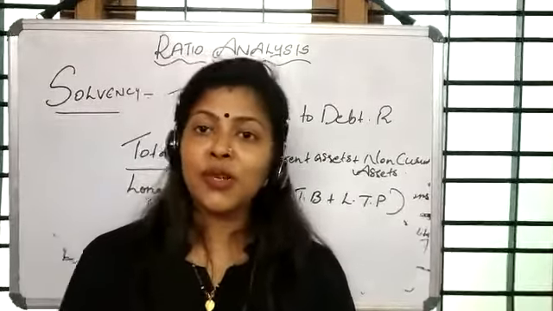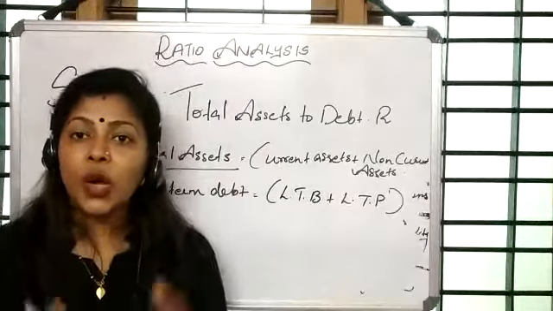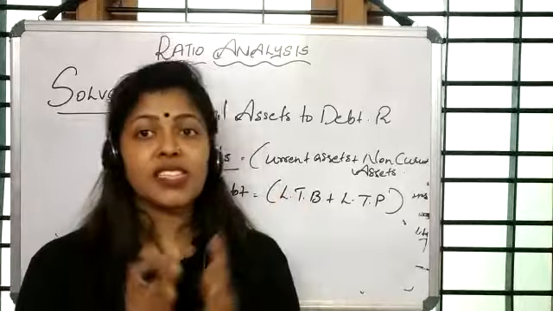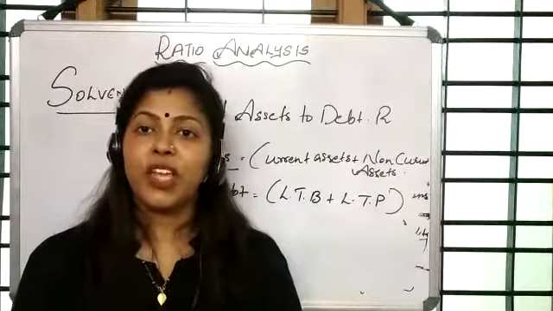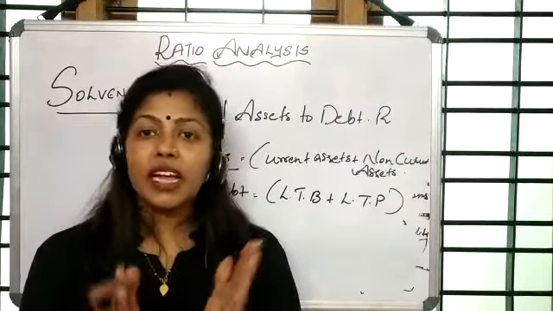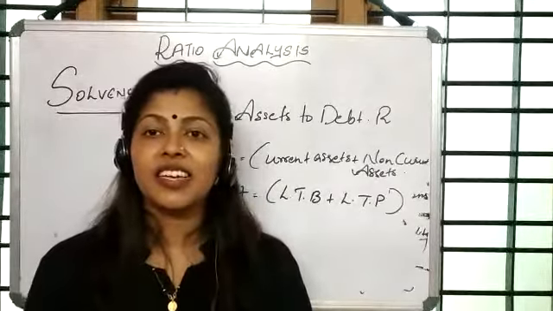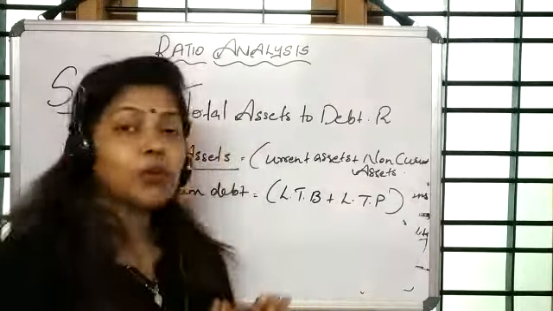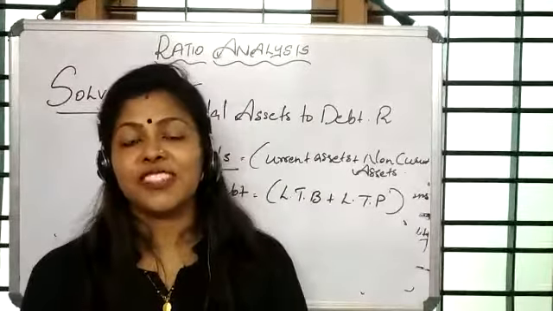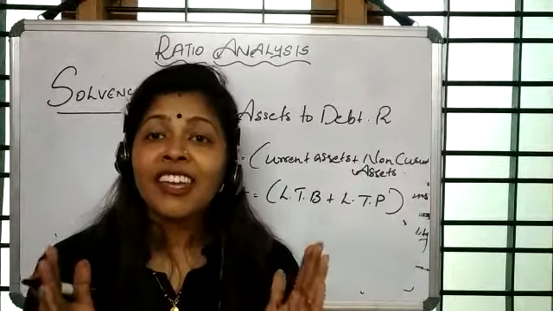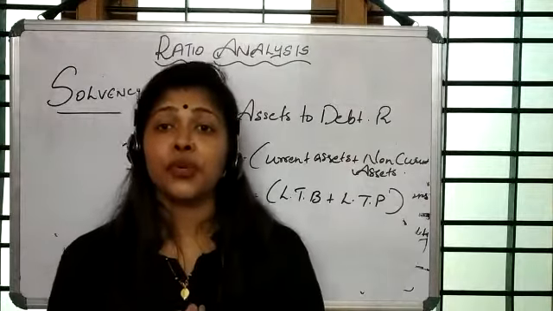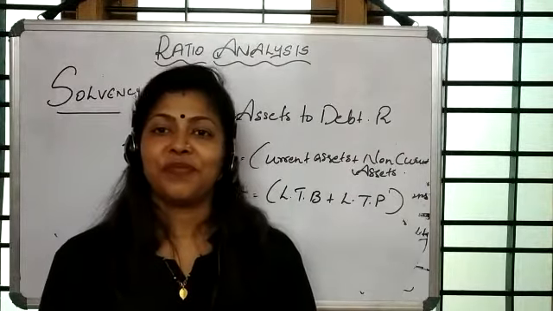So children, what is total assets to debt ratio? Total assets to debt ratio expresses the relationship between total assets and long-term debts. Total assets is equal to current assets plus non-current assets, and total debts, that is long-term debts, is equal to long-term borrowings plus long-term provisions. Higher the ratio, better it is for the firm. Lower the ratio, the firm is in a risky position.